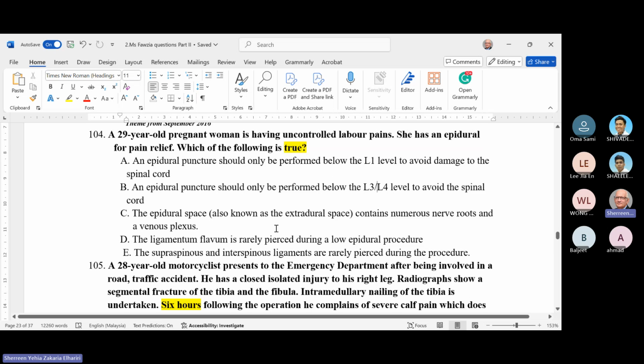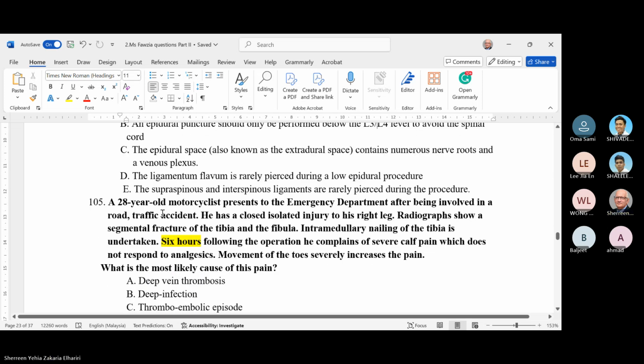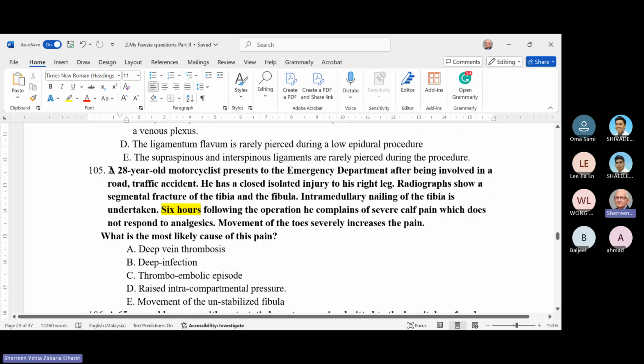So again, we go through the skin, supraspinous, interspinous, ligamentum flavum, and go to the space. So this is the epidural space, and the ideal is between L3 and 4. Again, epidural is very, very important, because you must have something in anesthesia, and epidural is commonly used for anesthesia.